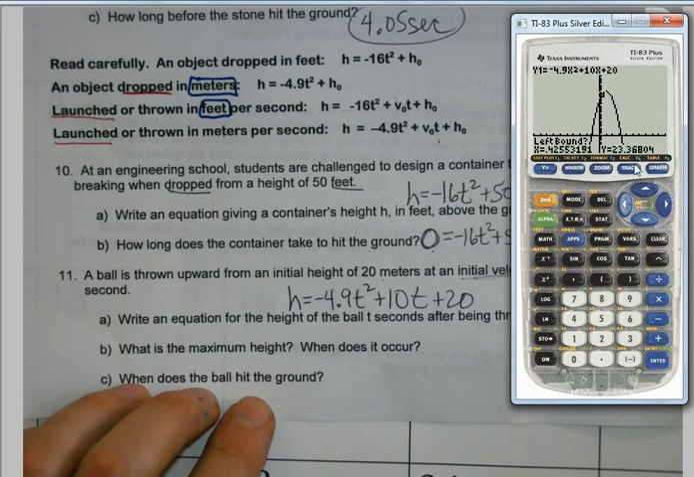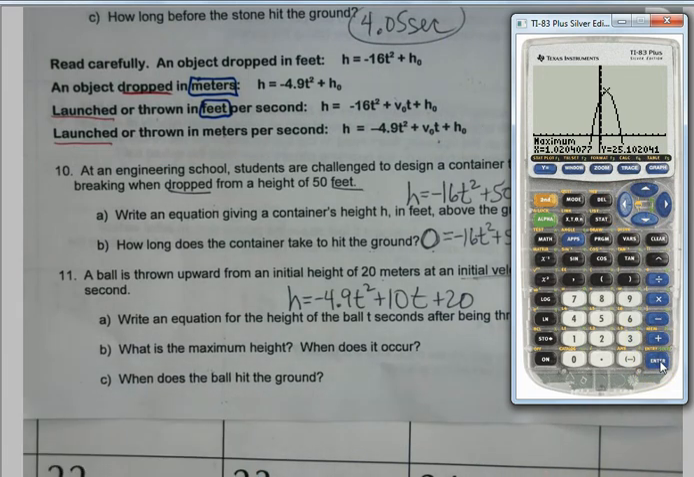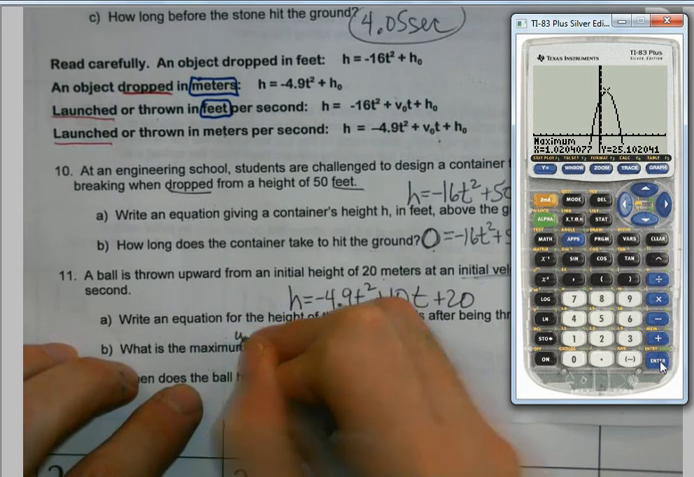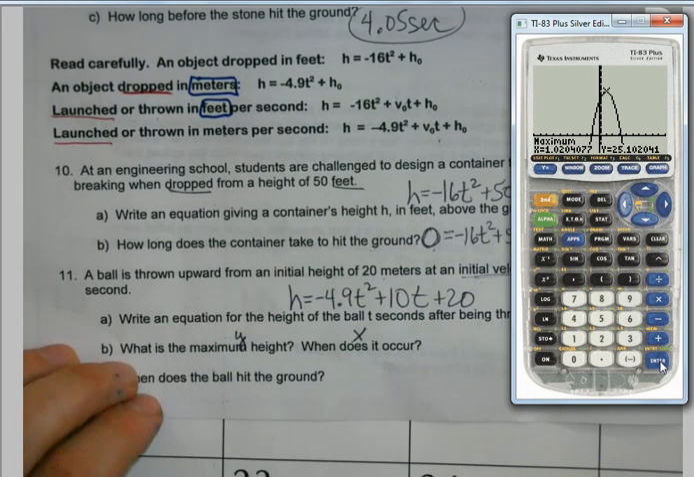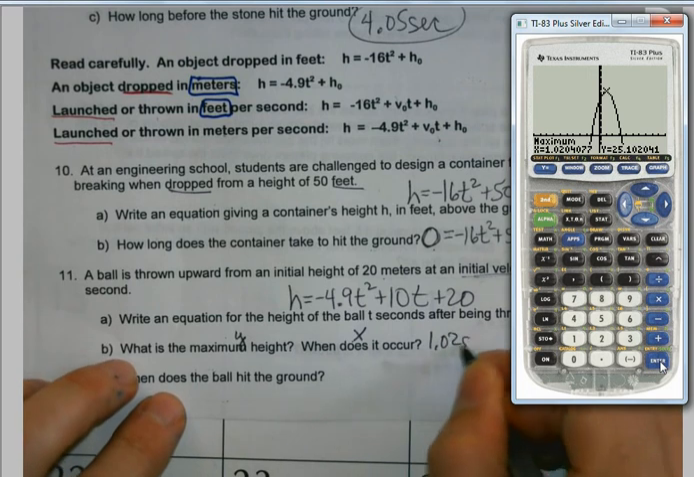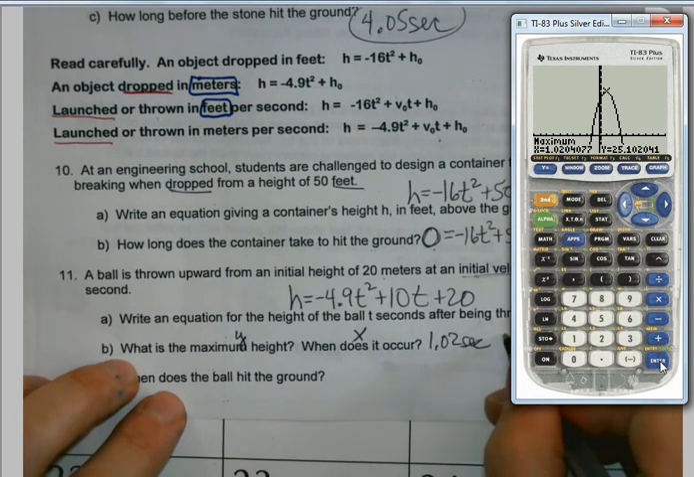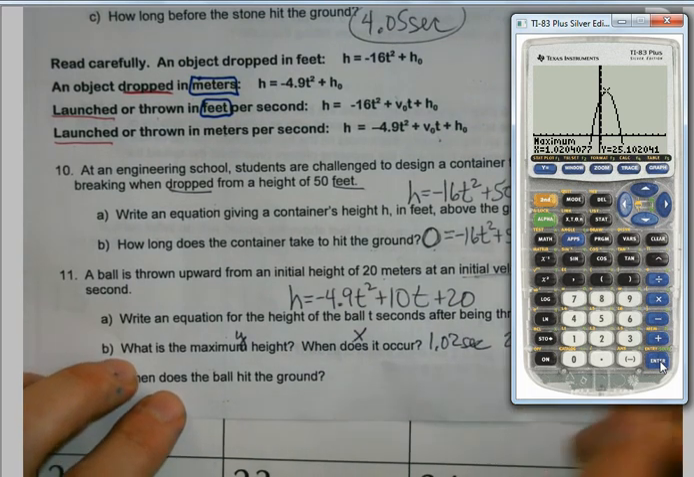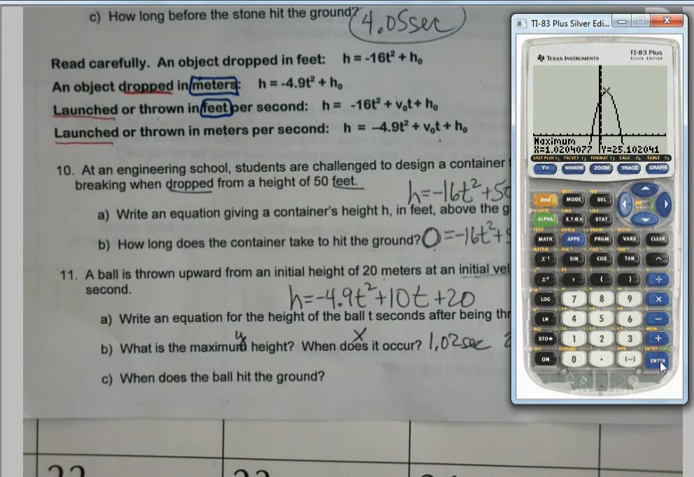So the maximum, again, I'm trying to trap my vertex in here. So anywhere over to the left, I can have my cursor and hit enter. Anywhere to the right, have my cursor, I can hit enter. And then approximate. Now again, what is the maximum height? That's my y value. When does it occur? That's my x. So it's about 1.02 seconds, and it's going to be about 25.1 meters. And I can get both of those.